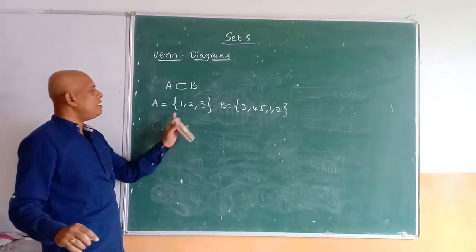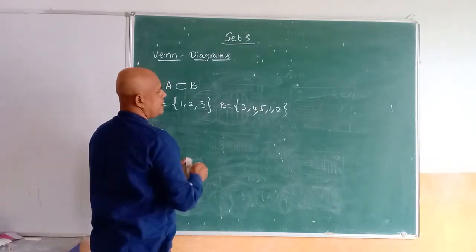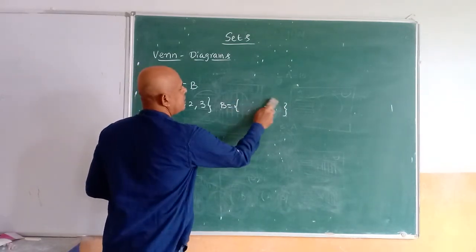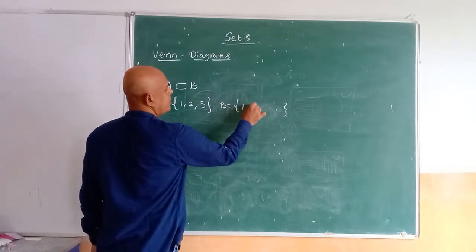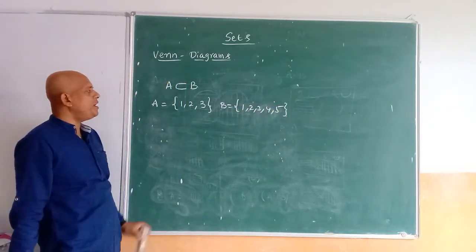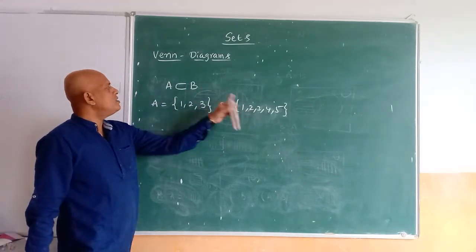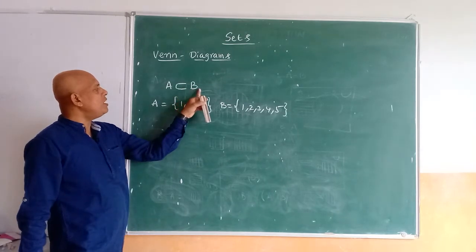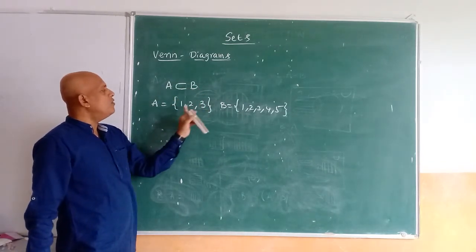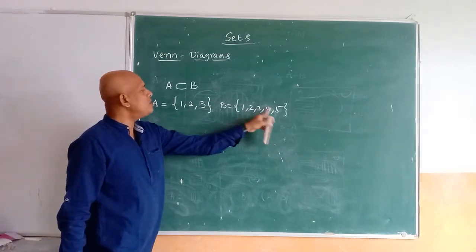So both are the same here: 1, 2, 3, and here 1, 2, 3, 4, 5. Order is not important in a set. Or simply we can write them in order, 1, 2, 3, 4, 5. Both are the same. So all the elements of A are present in B. That's why A is a subset of B, or A is contained in B. Elements 1, 2, 3 belong to A, and 1, 2, 3, 4, 5 belong to B.